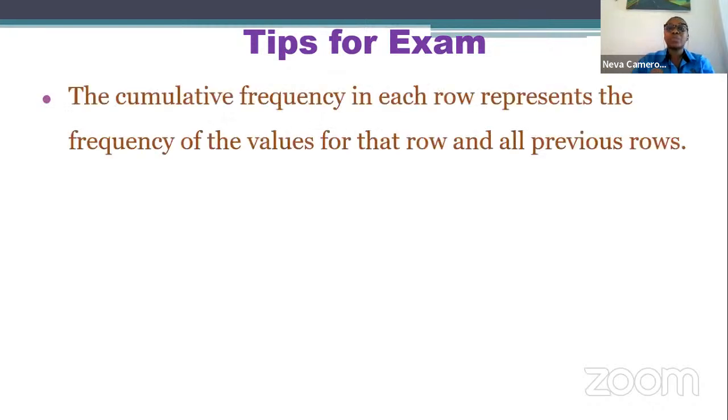The cumulative frequency in each row represents the frequency of the values for the row and all the previous values, especially the question before the last question. I believe Mrs. Thomas would have taken you through that. Look back at that question. When you had the table which was already completed, the cumulative frequency is not the frequency. It is speaking to the values and the previous values. All right, so make sure that we understand that.